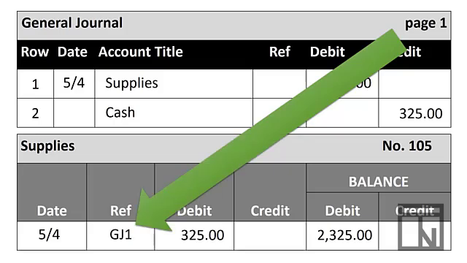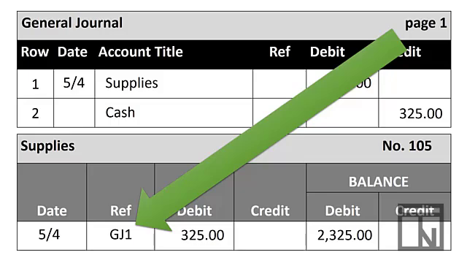This way, if you're on the general ledger and need to go back and look at what the original journal entry was to understand that transaction better, you'll know that you can find it on the date, May 4th, on page 1 of the general journal. And oftentimes this is abbreviated as J1 or GJ1.